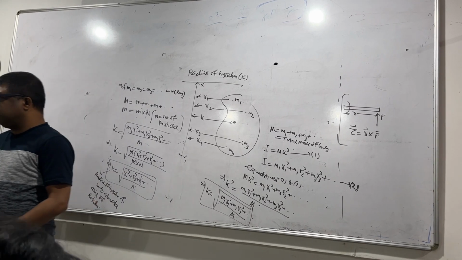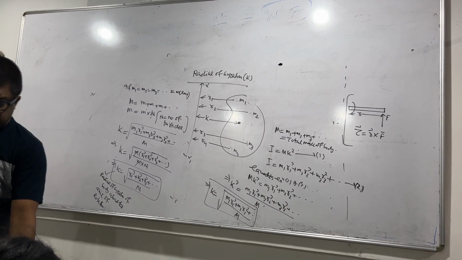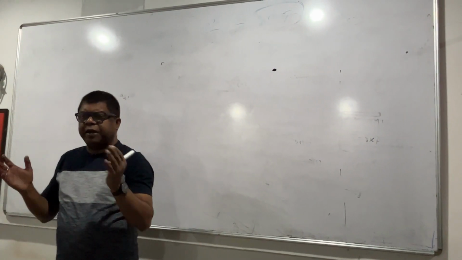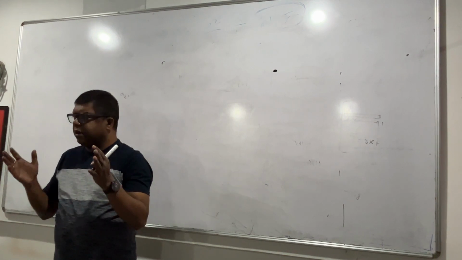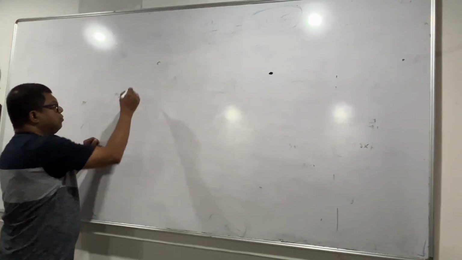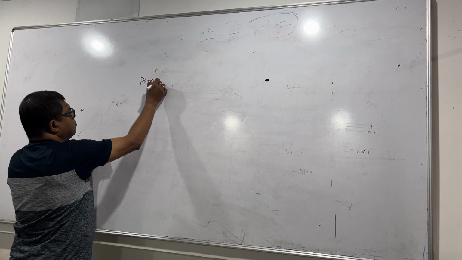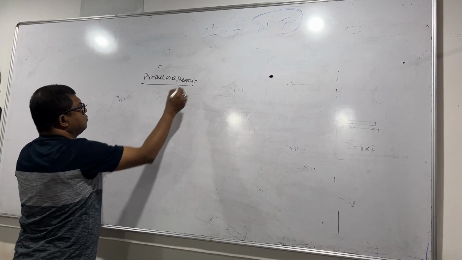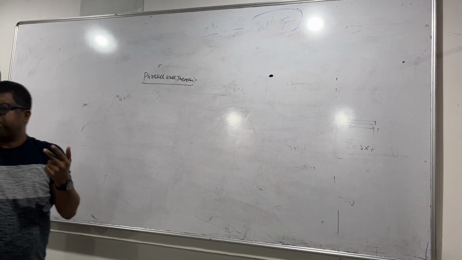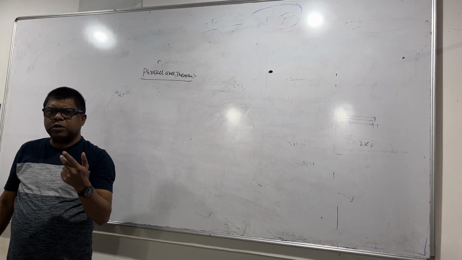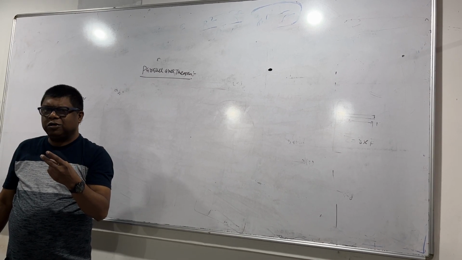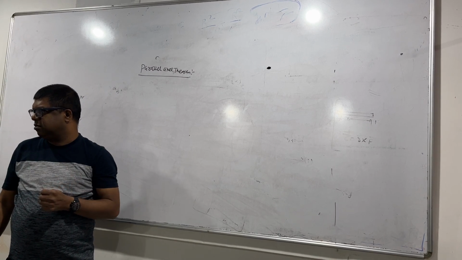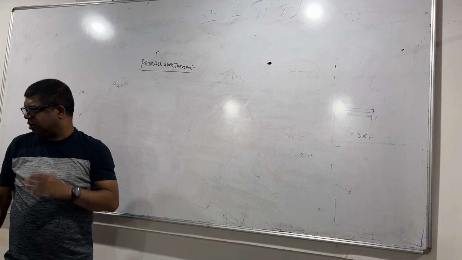Now we'll discuss the moment of inertia of a uniform rod. Before going to the moment of inertia of a uniform rod, let's have an idea regarding the parallel axis theorem and perpendicular axis theorem. Actually, the parallel axis theorem helps us to calculate the moment of inertia of a body about different axes, other than the axis through the center of mass of the body.